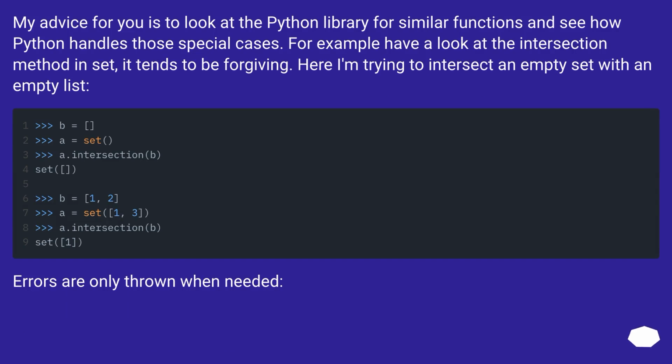My advice for you is to look at the Python library for similar functions and see how Python handles those special cases. For example, have a look at the intersection method in set. It tends to be forgiving. Here I'm trying to intersect an empty set with an empty list. Errors are only thrown when needed.